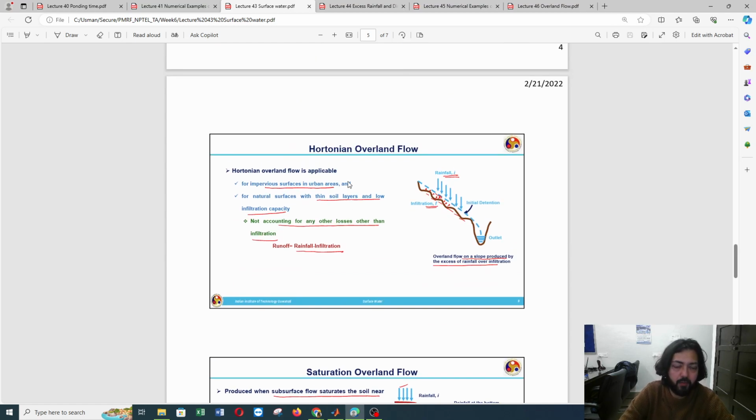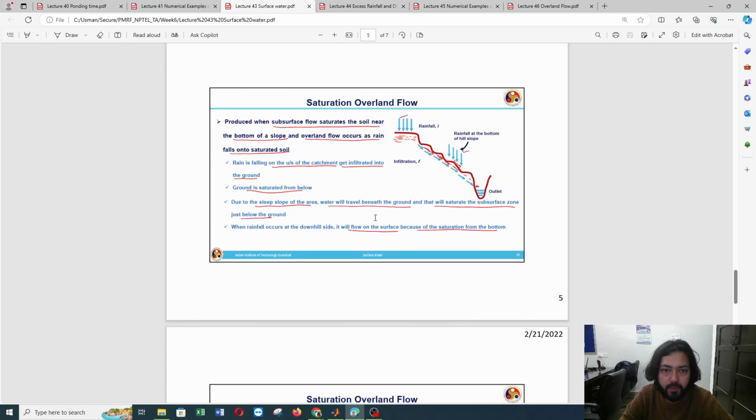Now let us see what kind of medium Hortonian overland flow requires. It requires an impervious surface, and the infiltration capacity should be low. These two are the favorable conditions where we can apply Hortonian overland flow. The first is that the surface should be impervious, and the second is that it should have low infiltration capacity.